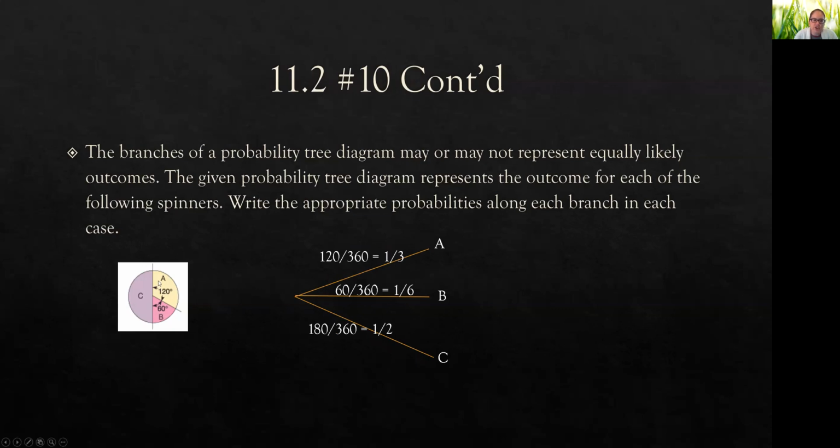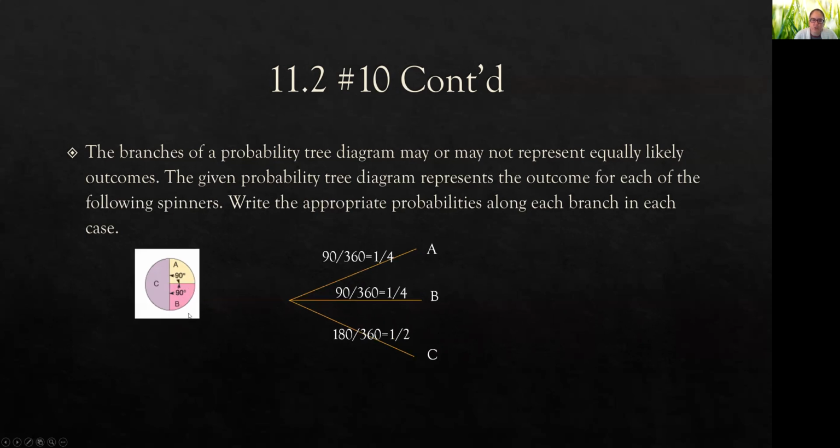this time, section A measures 120 degrees, so the probability of landing on section A is 120 out of 360. Remember, there's 360 degrees in the complete circle, so the probability of landing on section A is 1/3. Section B only measures 60 degrees, so its probability is 60 out of 360, and that's 1/6. And then C, the angle here is 180, so the probability of landing on section C is 180 out of 360, or 1/2.